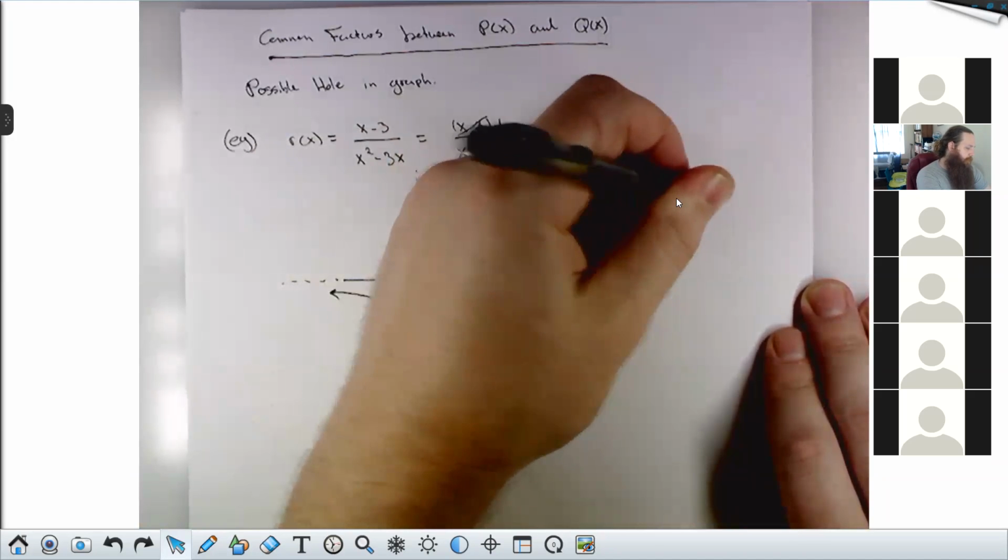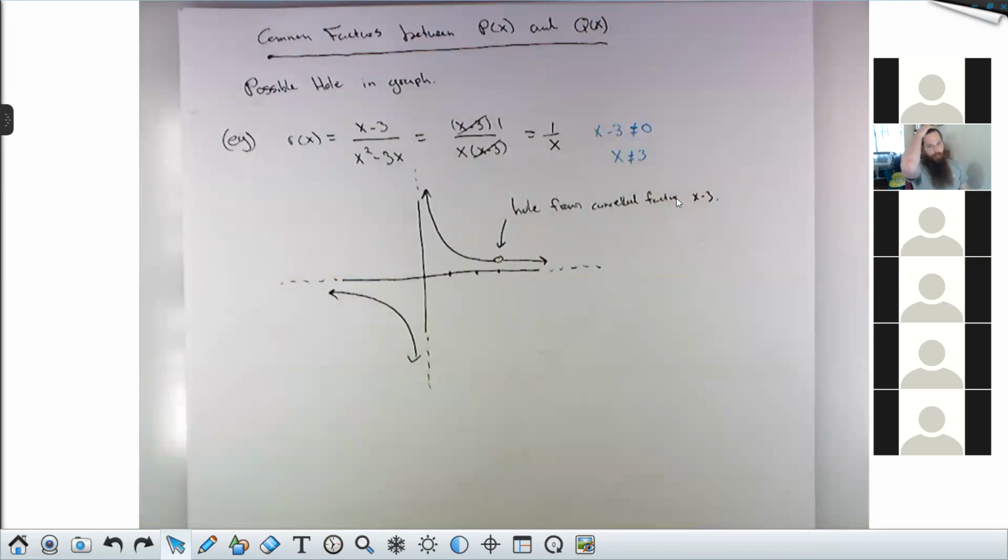X minus 3. That's it. Really not any more complicated than that. So if you have a factor that cancels perfectly top to bottom, you're going to have a hole. That's all.